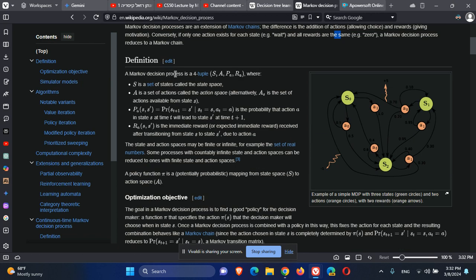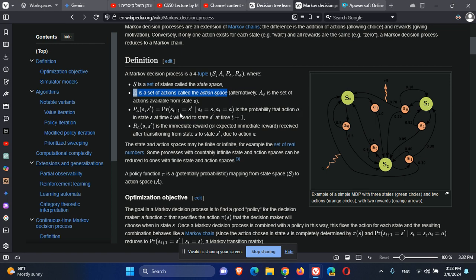Definition. A Markov decision process is a four-tuple (S, A, P_A, R_A) where S is a set of states called the state space. A is the set of actions called the action space. Alternatively, A_S is the set of actions available from state S. כן? S זה כל המצבים שלי, A זה הפעולות שאני יכול לנקוט, A_S זה כל הפעולות שאני יכול לנקוט ממצב S. P_A(S, S tag) = Pr(S_{t+1} = S tag | S_t = S, A_t = A). תבינו, ההסתברות לעבור ממצב S למצב S tag, זה בעצם ההסתברות שהמצב הבא שלי יהיה S tag, בהינתן שהמצב הנוכחי שלי הוא S, והפעולה שבחרתי היא A.